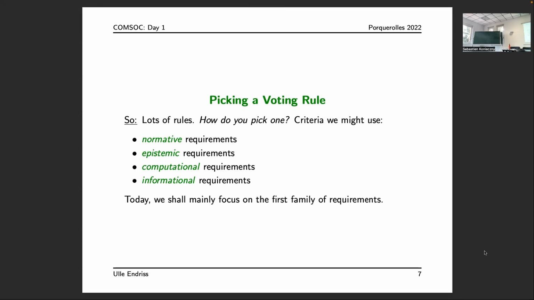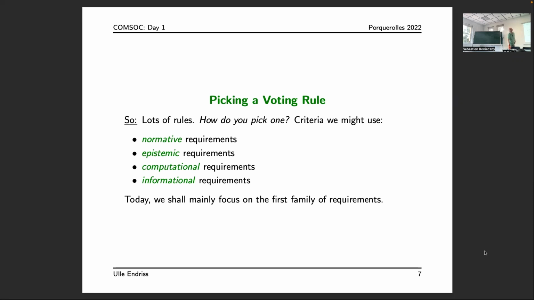And the last one are informational requirements. So I said that already. The plurality rule, for all its faults, is very nice in the sense that it needs very, very little information to take its decision. You just have to tell it, this is what I like the most. Nothing else about my ranking. So that in itself is a good thing. And the Borda rule uses a lot of information, maybe too much, some people would say. So how do you choose between these things?